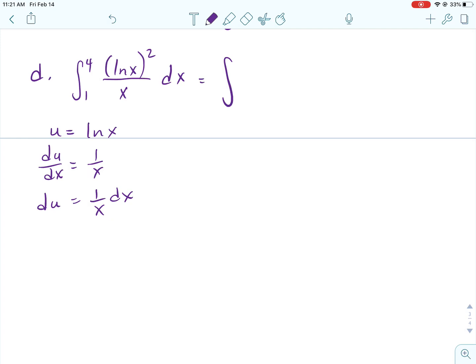All right, so what's your lower limit going to be in terms of u? The natural log of 1. Your upper limit is the natural log of 4. All right, what about your integrand? Good, u squared du. That takes care of everything there.